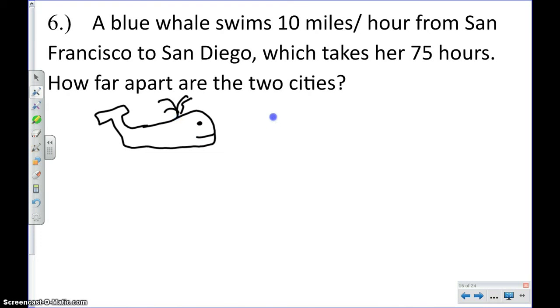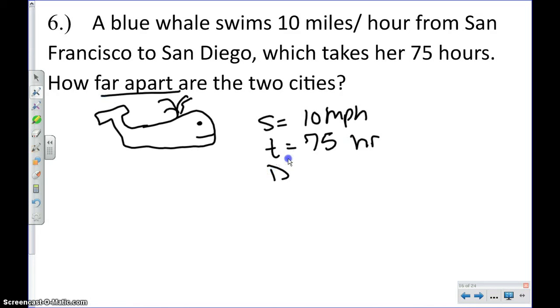Swims at 10 miles per hour from San Francisco to San Diego, which takes 75 hours, so that's a time. How far apart are the two cities? So how far apart, I'm solving for distance.